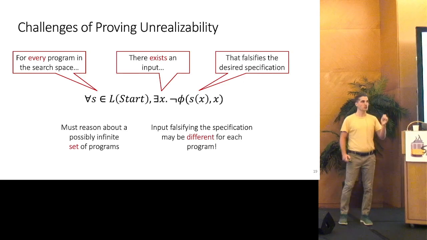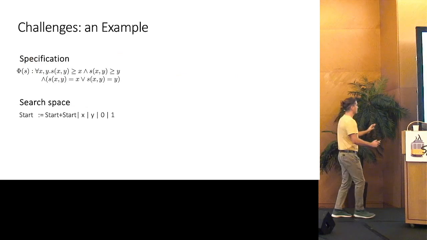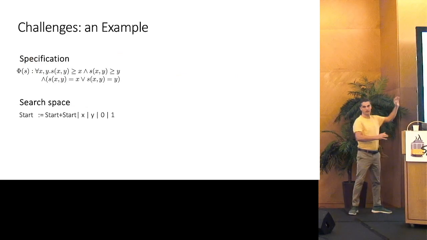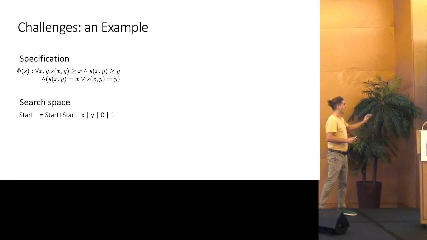So to prove that each program is wrong, I might need to check it on different inputs. Let's look at this with an example. This is the example I gave you before. The specification here, again, you don't need to read it, but it says this computes the max of 2 numbers, x and y. And this is the search space.